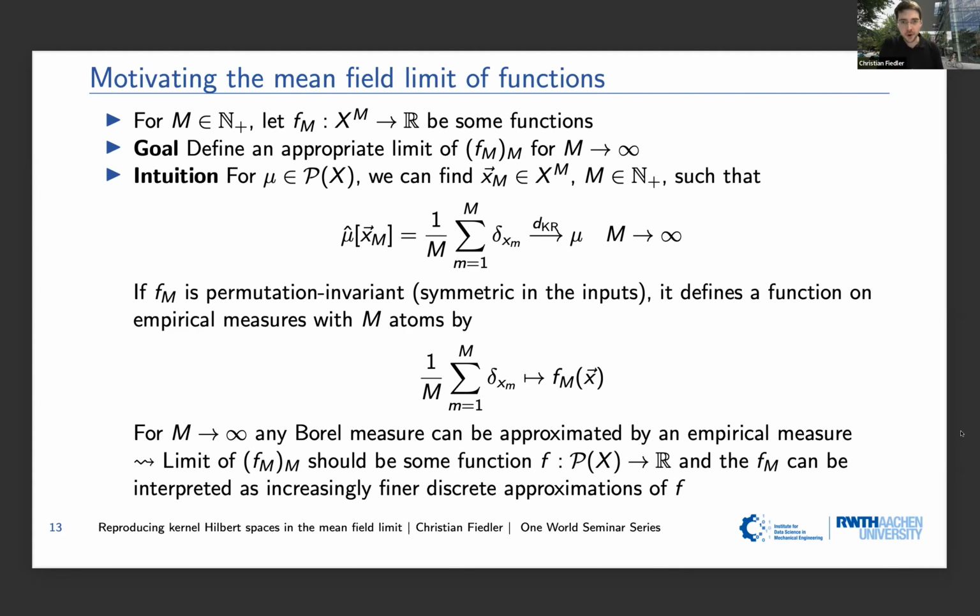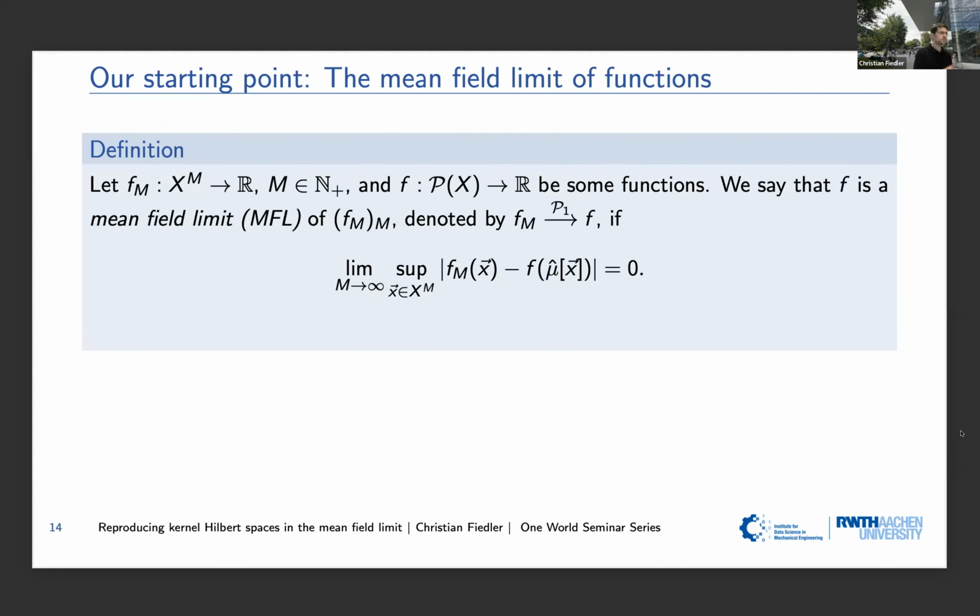And if we formalize this, we get to this definition. Suppose we have this sequence of functions f_m, and suppose we have a function on the probability distributions. Then we say that this function is the mean field limit of the sequence of functions if this condition holds true. Essentially, the condition you see on the slide is nothing else than the intuition we just gave, plus some uniformity condition, because the idea is it has to work for any measure we want to evaluate f on. So we simply use a supremum to make things uniform.